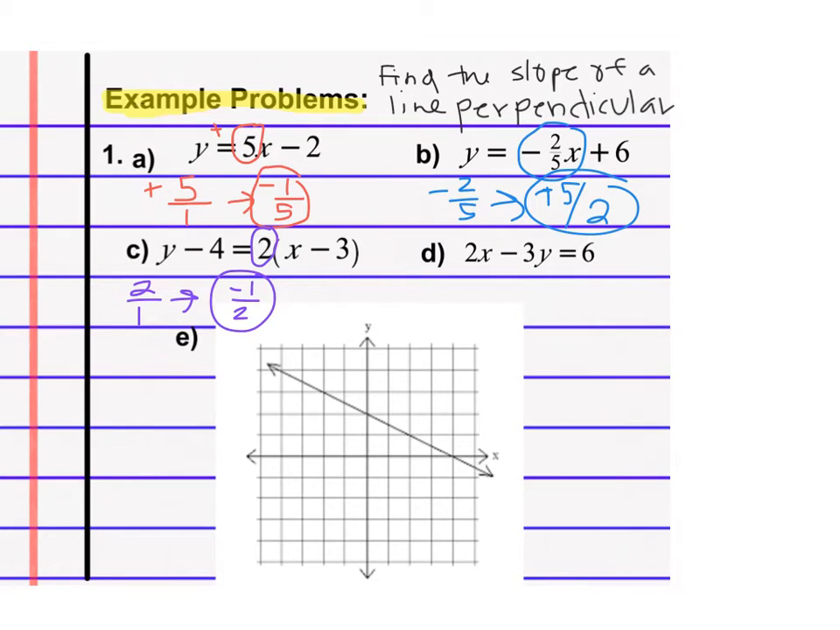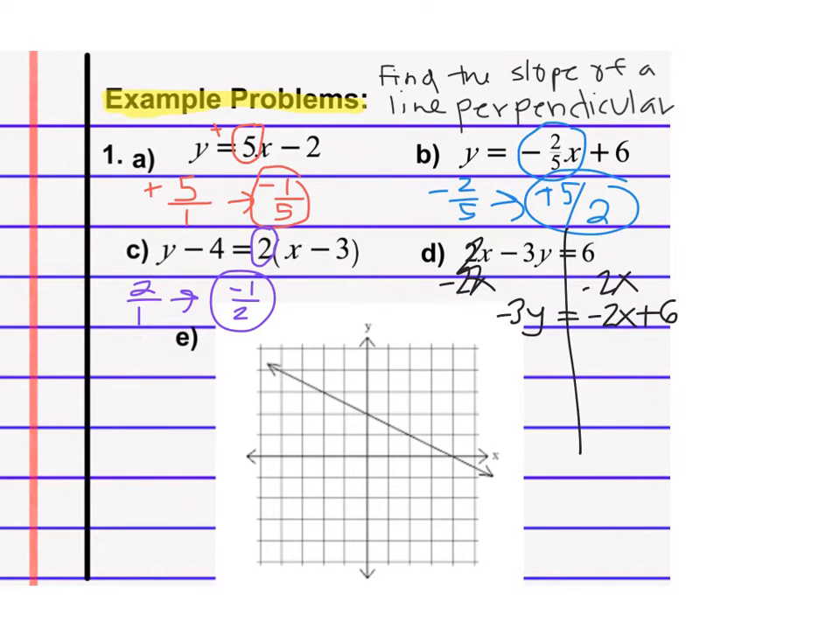All right, for part D, you need to make sure this is standard form, ax plus by equals c. 2 is not your slope. Anytime you see standard form, you have to convert it. So I start by subtracting 2x. I'm not adding, I'm subtracting. This negative goes with the 3. I get negative 3y equals negative 2x plus 6.